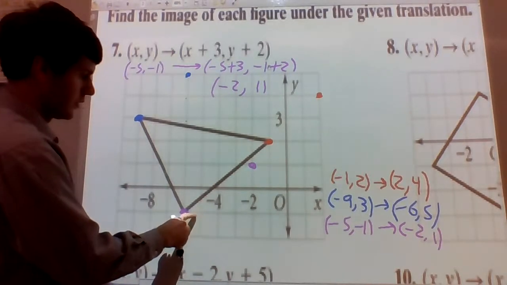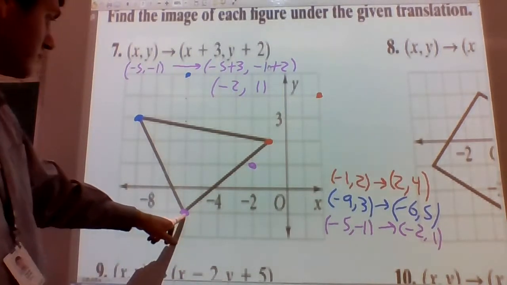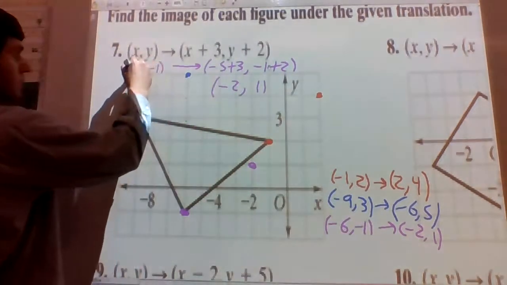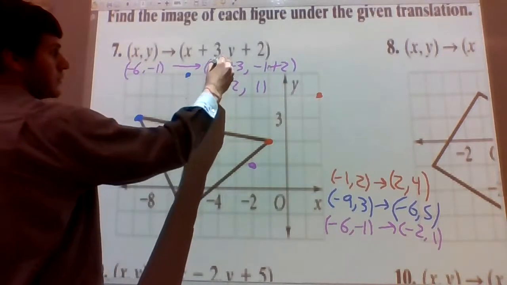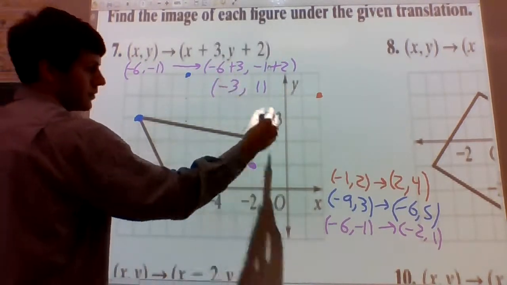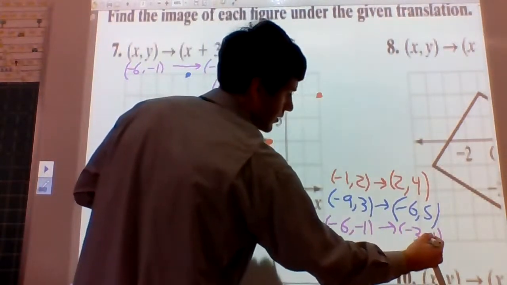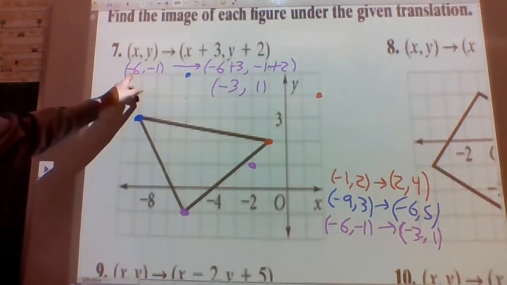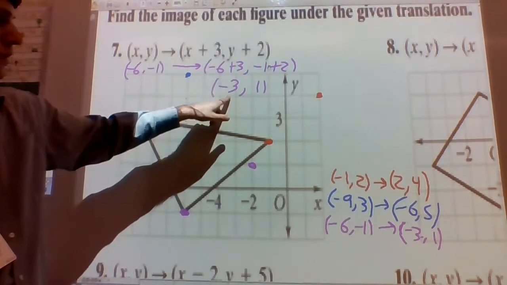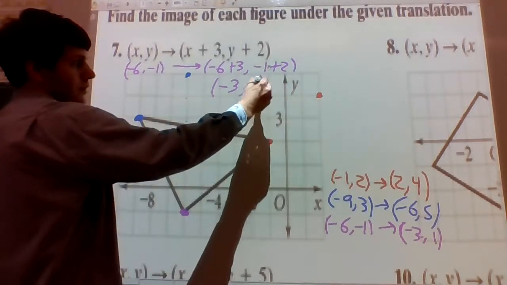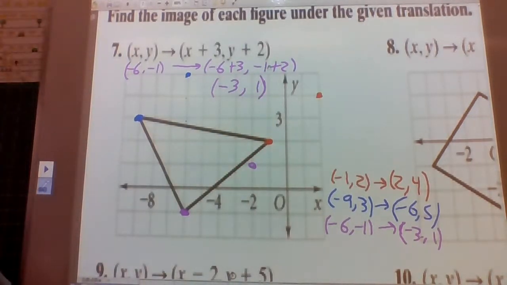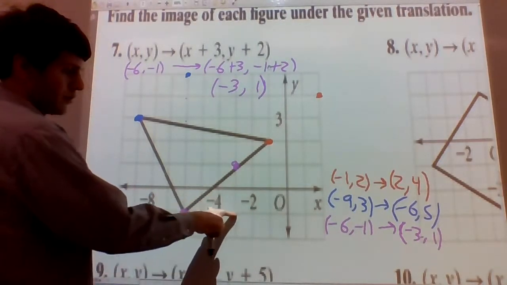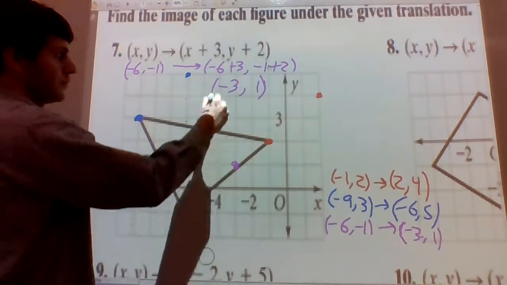Okay, again, the other way we could have shifted over. I'm sorry, it should be -6. This should have been -6, -1. So -6 plus 3 is -3. So it should be here. Okay, and that should be 1, 2, 3 to the right, up 2.